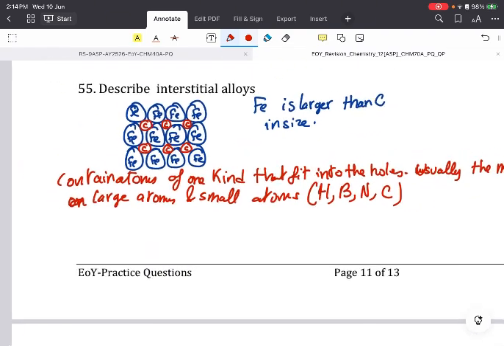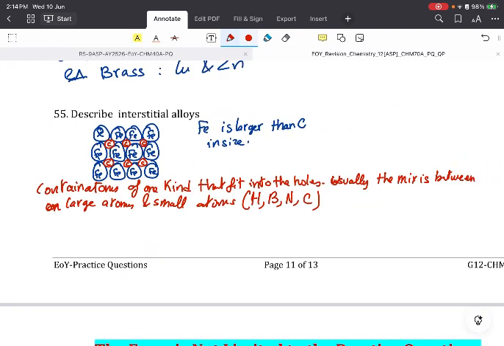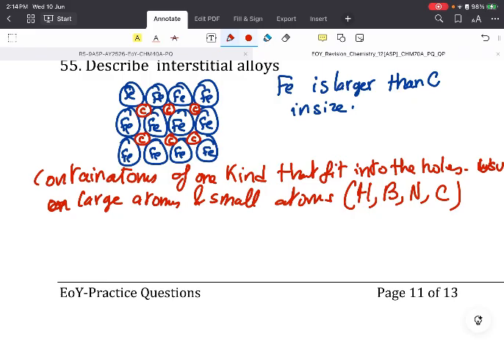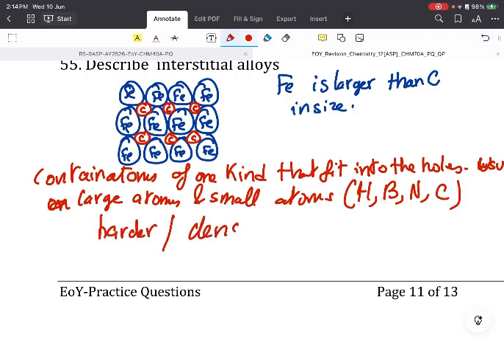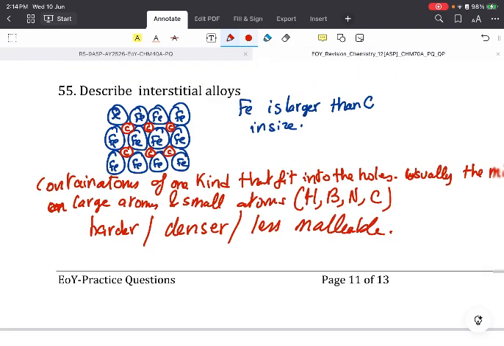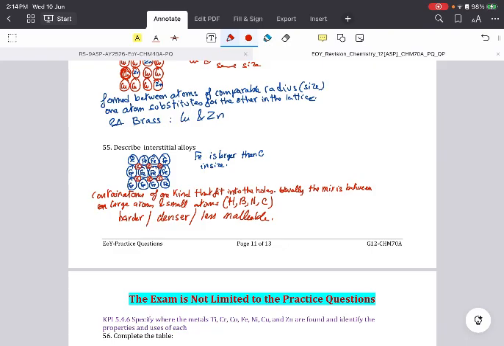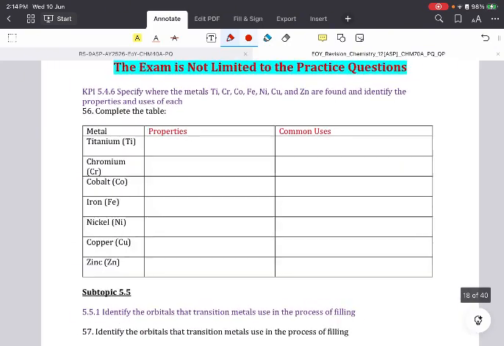Interstitial alloys are definitely harder because there are atoms filling those holes, and they are less malleable, and they are denser because now the volume is more packed. The space in the alloy is more occupied. So the interstitial alloy becomes harder, denser, and less malleable, because those small atoms are filling the spaces between them.